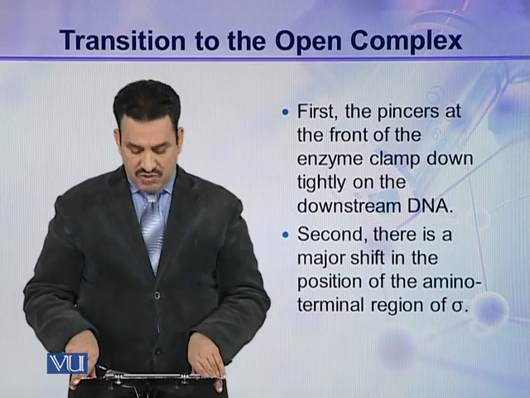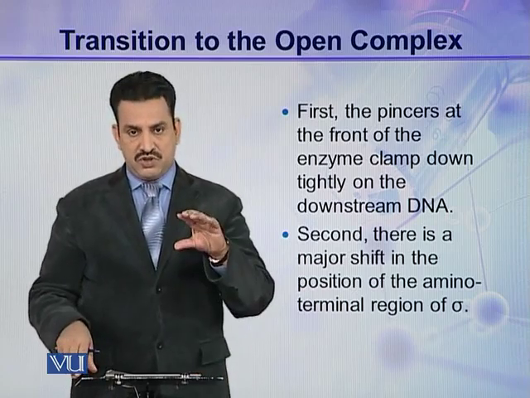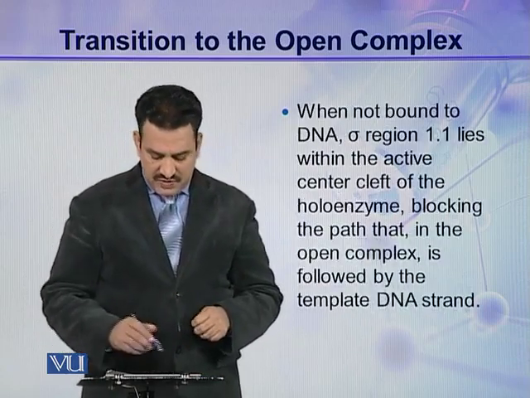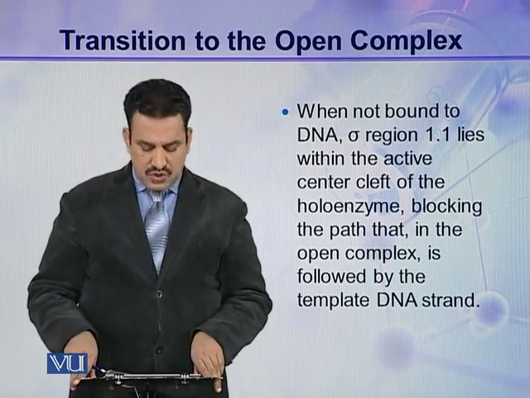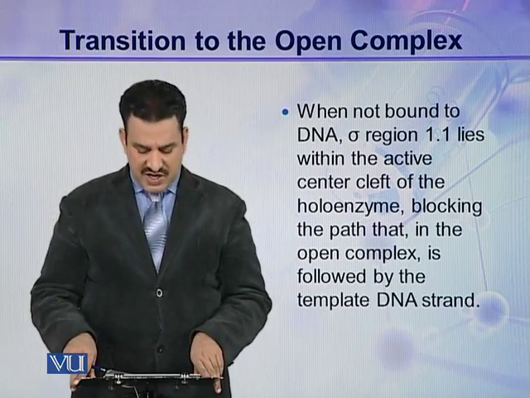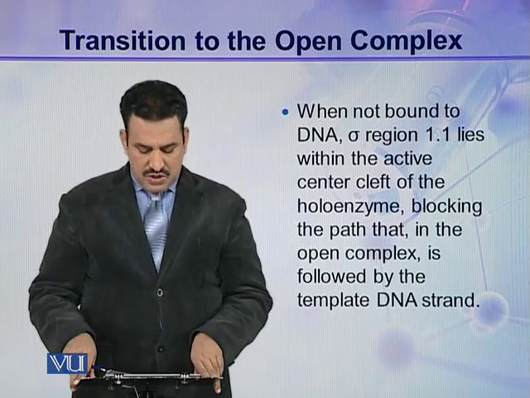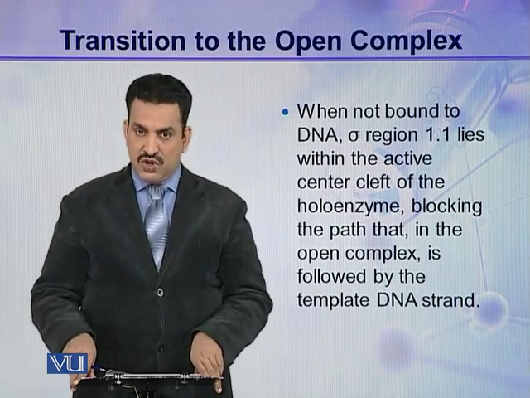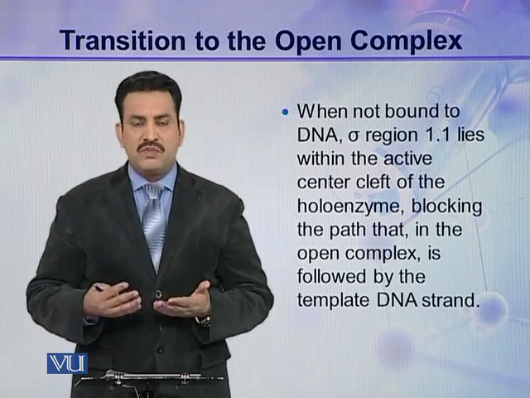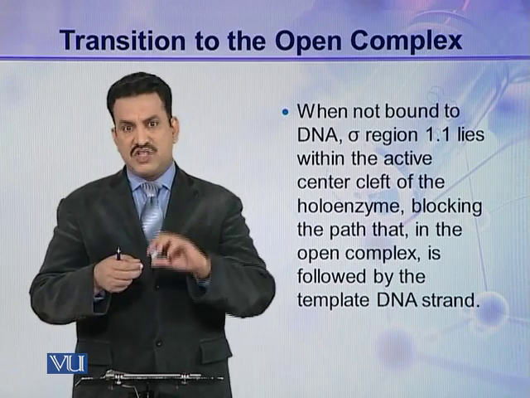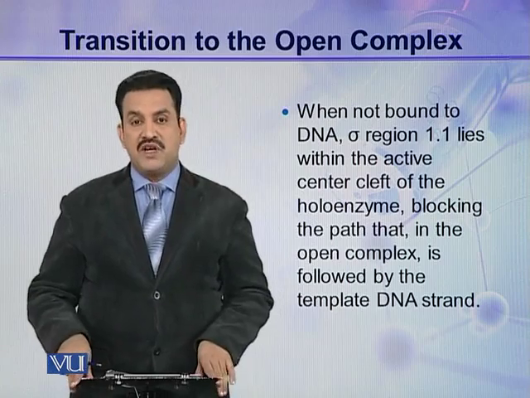Second, there is a major shift in the position of the amino terminal region of the sigma factor, the sigma subunit. So there is also a change in the amino terminal region of the sigma. When not bound to DNA, sigma region 1.1 lies within the active center cleft of the holoenzyme, blocking the path that in the open complex is followed by the template DNA strand. So when it is not bound to the DNA, region 1.1 actually blocks that channel, which is the channel of the template DNA strand.